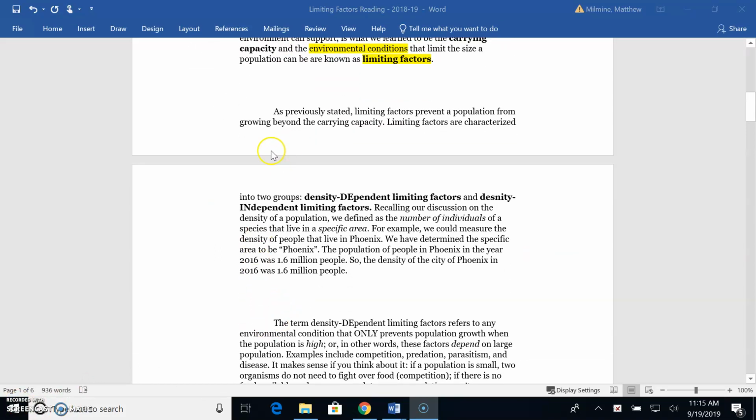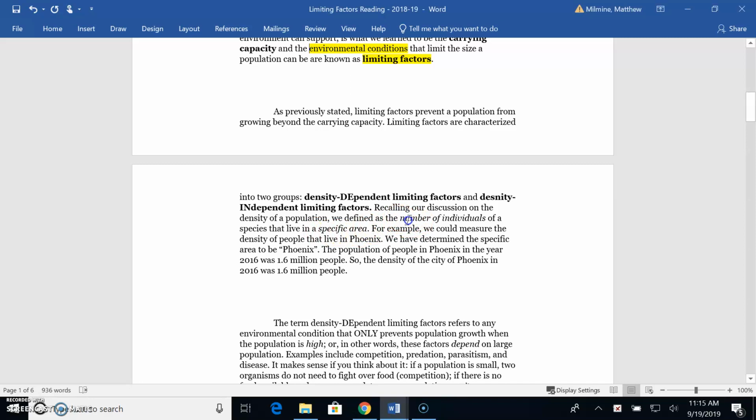Next paragraph. As previously stated, limiting factors prevent a population from going beyond the carrying capacity. Limiting factors are characterized into two groups: density dependent limiting factors and density independent limiting factors. Recalling our discussion on the density of a population, which we spoke of the past few days with carrying capacity, or how many individuals are in a specific place, that would be density, we define the number of individuals of a species that live in the specific area.